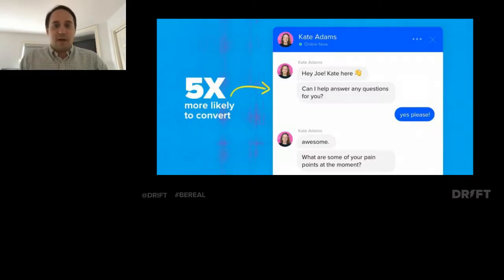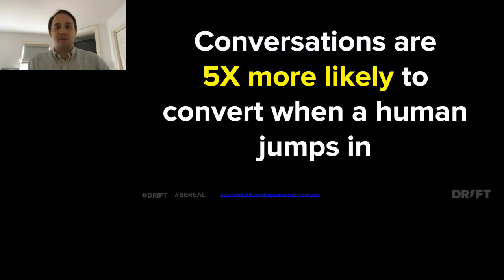Look at this though. There are two slides. They say basically the same thing, but conversations are 5x more likely to convert when a human jumps in. So can you just double click on this for us around the conversation development reps you have with Drift, and what's going on with them?